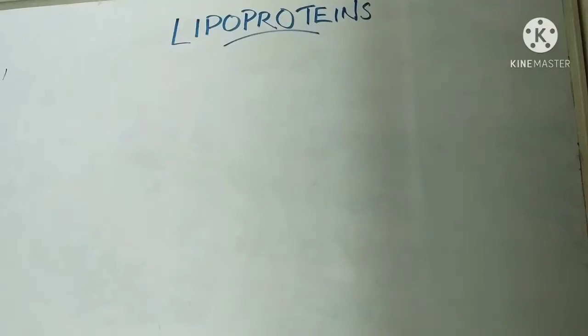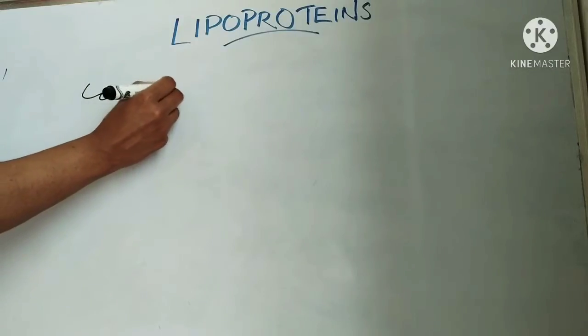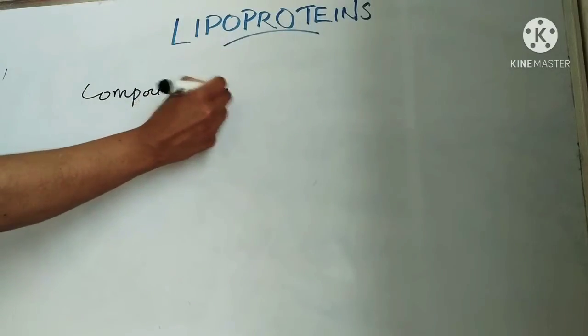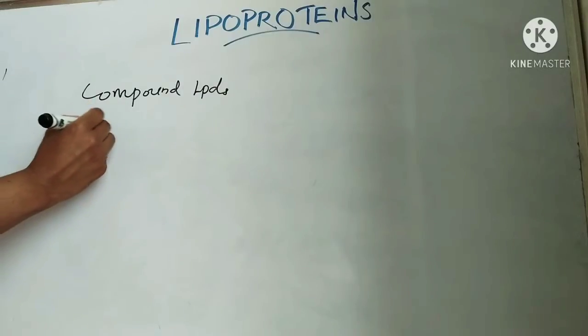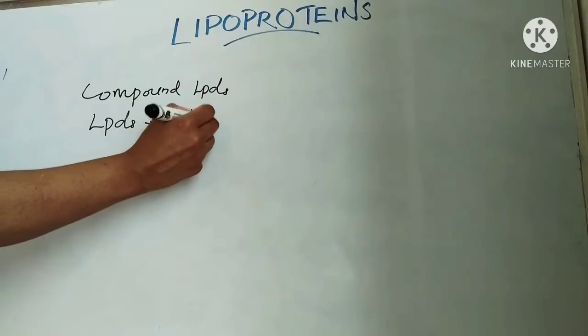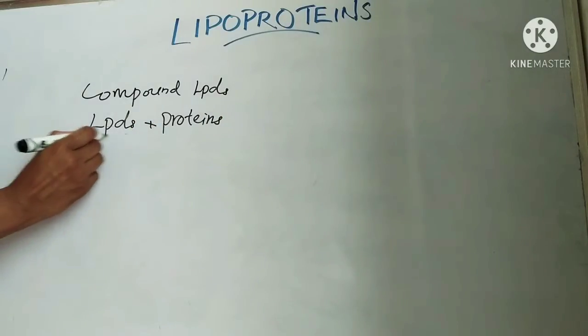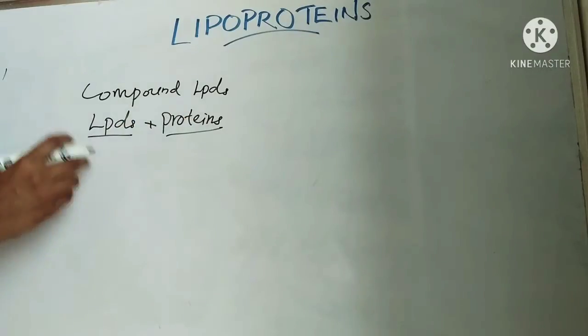Hello everyone. Today we will discuss lipoproteins. Lipoproteins are compound lipids that are formed by the combination of lipids with proteins. So, a lipoprotein is a biochemical assembly of lipids and proteins.